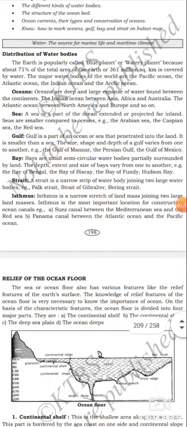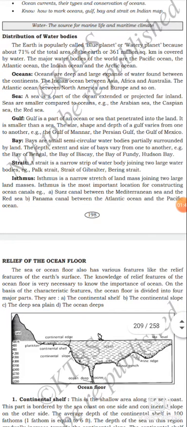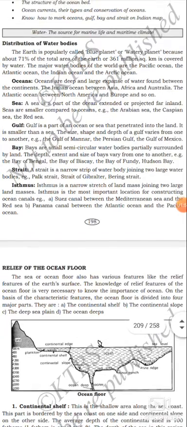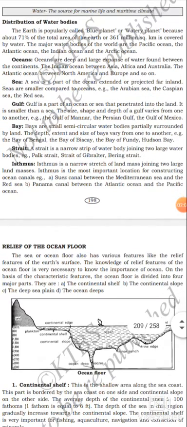Got it? Let us see now the major water bodies of the world. Major means important water bodies in the world. Let's see one by one. The first one is the Pacific Ocean, second is the Atlantic Ocean, third is the Indian Ocean, and fourth is the Arctic Ocean. These are the major four water bodies that exist in the world.